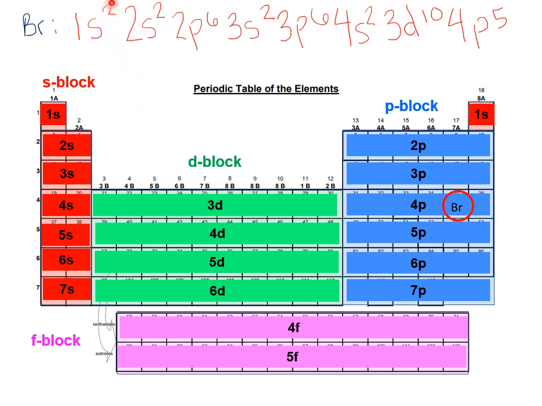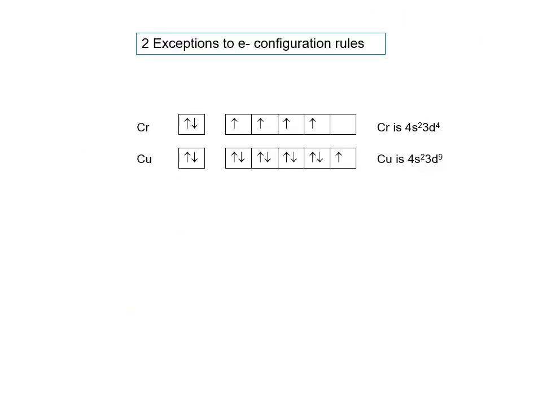If I were to add up all of these superscripts together, that would add up to the number of electrons that bromine has, which is 35. So the 5 plus 10 plus 2 plus 6 plus the 2 plus the 6 plus 2 plus 2 is equal to 35. Okay, so now we're going to look at two exceptions to the electron configuration rule.